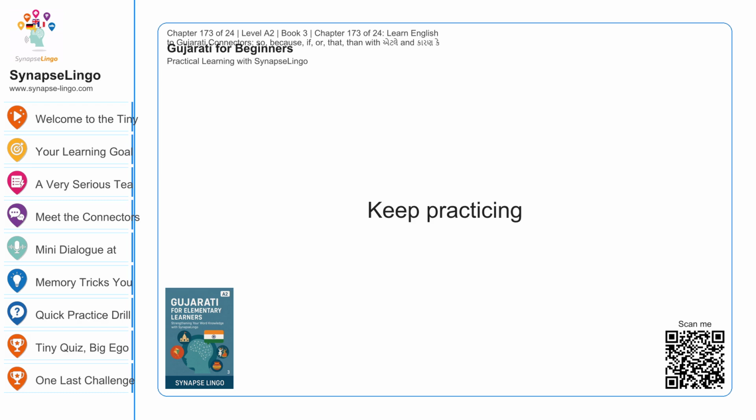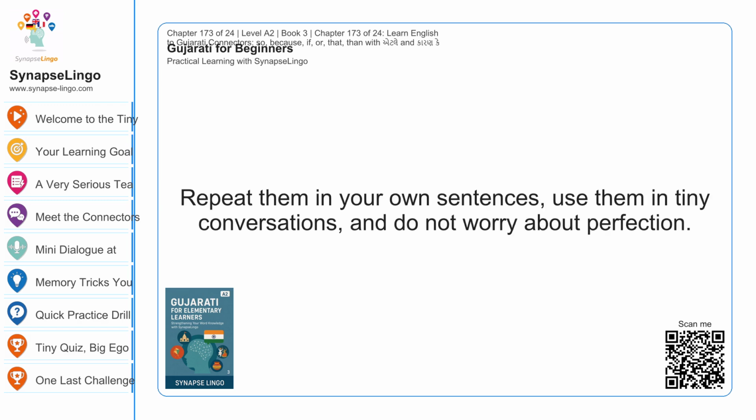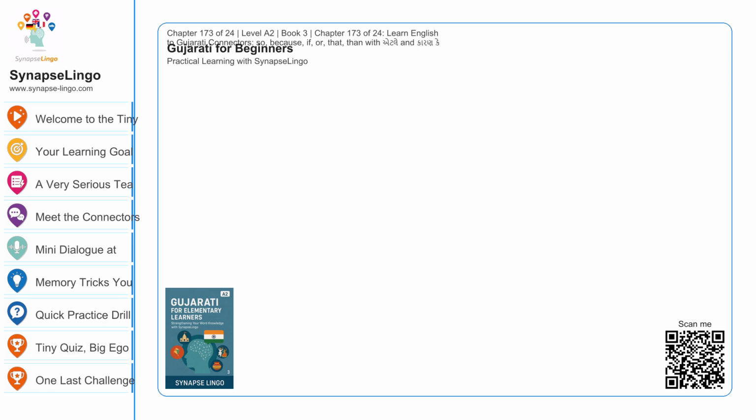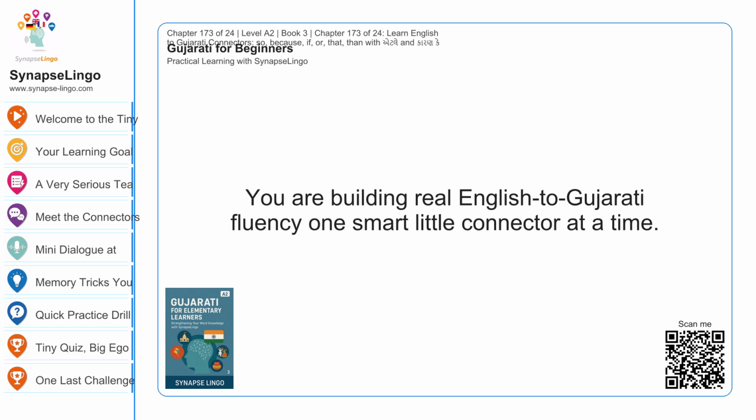Keep practicing. એટલે, જેથી, કારણ કે, જો, અથવા, કે, and કરતા, out loud. Repeat them in your own sentences, use them in tiny conversations, and do not worry about perfection. You are building real English to Gujarati fluency one smart little connector at a time.